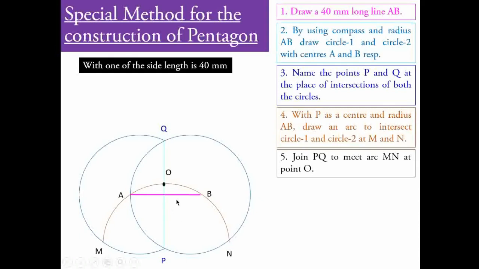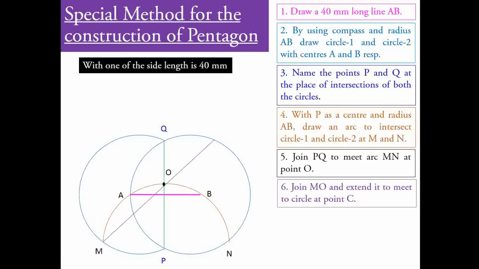The next step: join M to O and extend it to meet the circle at point C. Means we have to join points M and O with the help of a straight line, and extend it up to the circle, and where it intersects the circle, that point will be point C. That will be the third point of the pentagonal structure. Then we have to join B to C, that will be the second edge of the pentagonal structure.